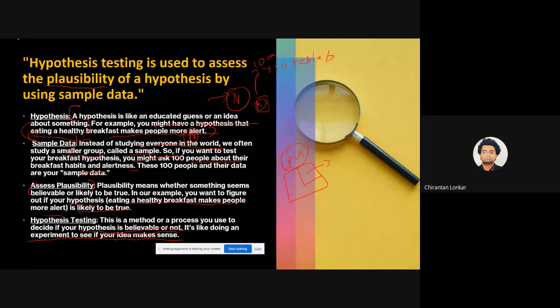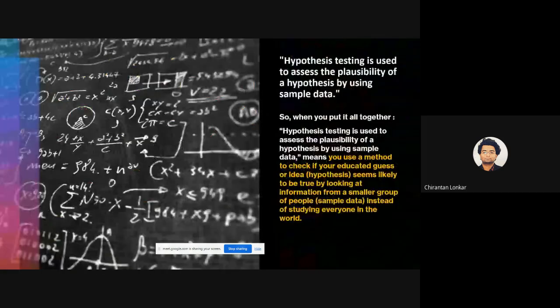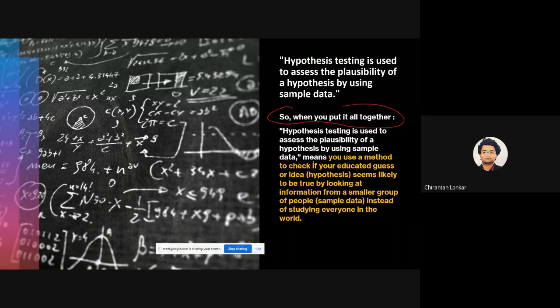Plausibility kaise check karunga? I'll go to the sample. I'll extract a sample. Let's say gym people who are going through the fitness journey. Okay. I'll take people who are obese. I'll take people who have been gymming for 3-6 months. I'll ask the people who have been gymming for several years, so on and so forth. So yes, when you put all the data together, hypothesis testing is used to assess the plausibility of hypothesis by using the sample data, which means you can use a method to check if an educated guess or idea seems likely to be true by looking at a smaller group.